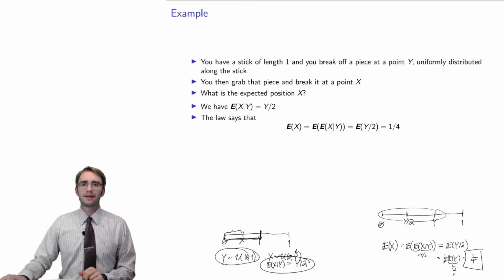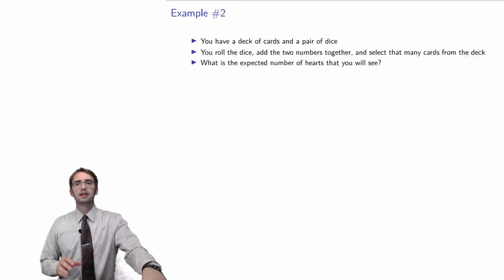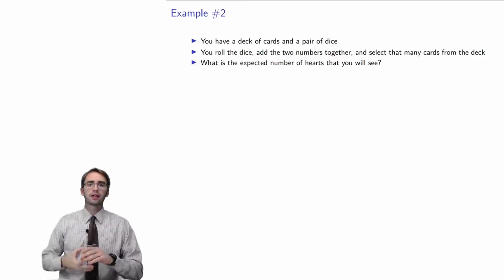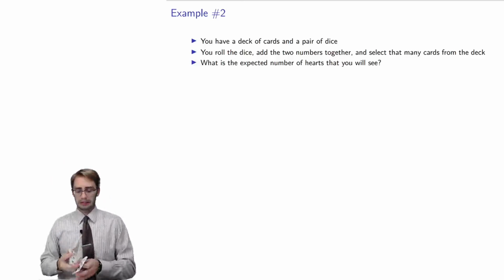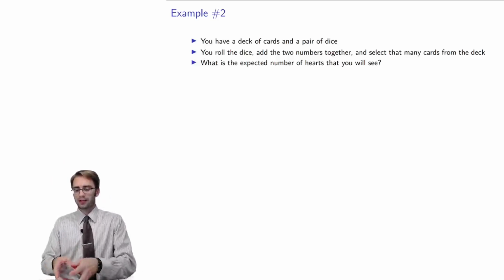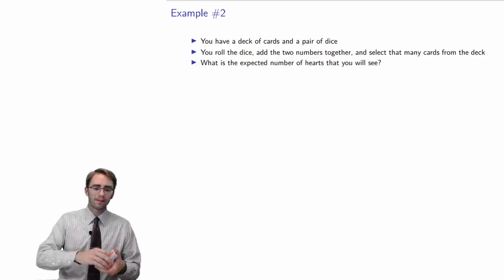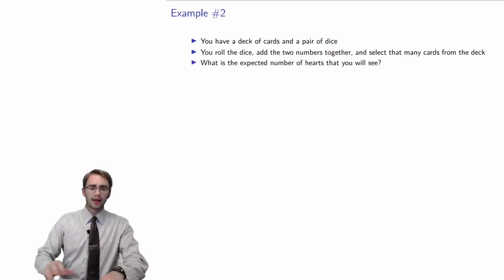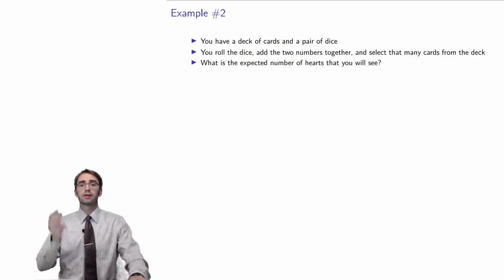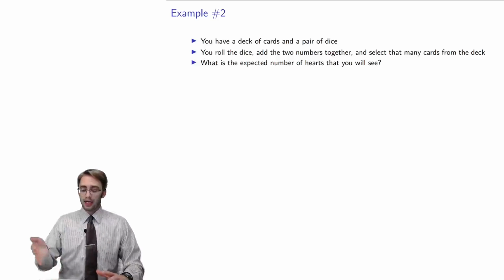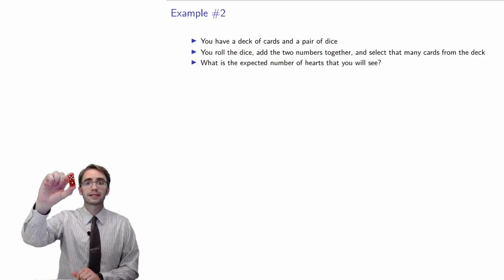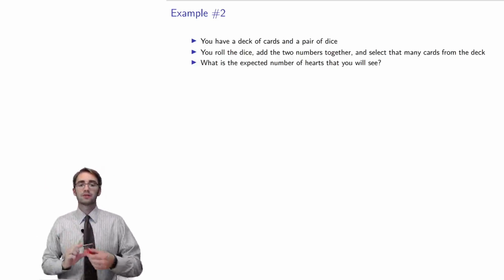And this is an example that involves a deck of cards. So I've got a deck of 52 playing cards here, which I will attempt to give a shuffle. Okay, so they're random. And I've got a pair of dice. And here's what we're going to do. I'm going to roll the dice and add the numbers together. In this case, I see the number 6.